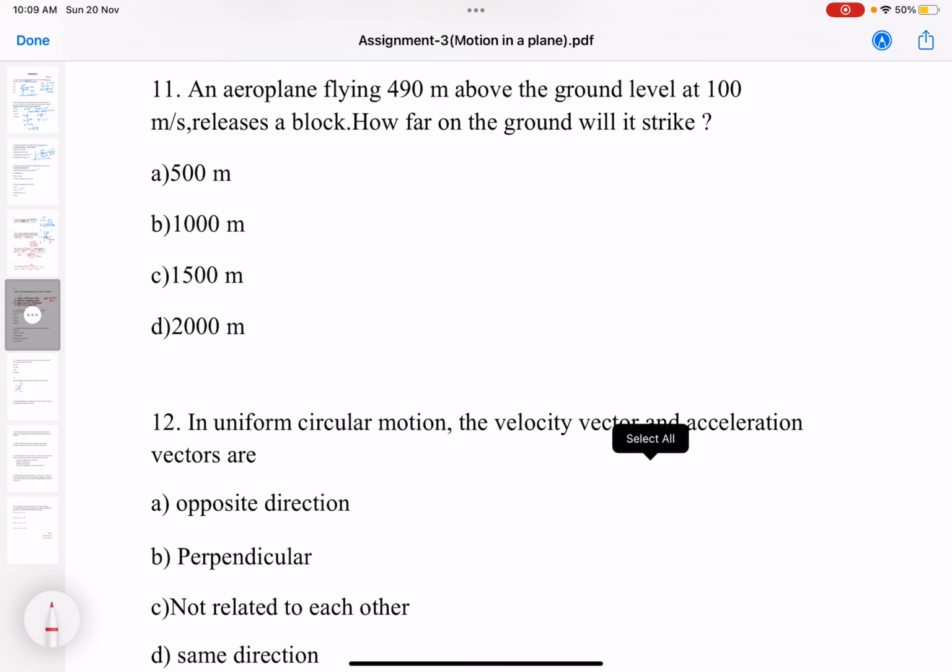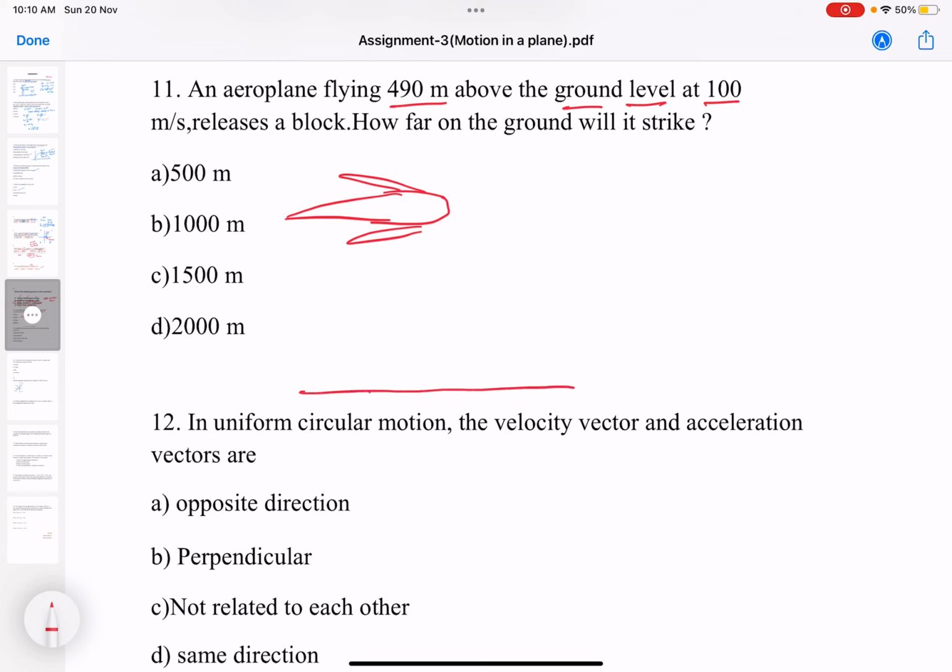Next, an aeroplane flying 490 meters above the ground level at 100 meter per second. An aeroplane is flying. How much height above the ground? 490 meters above the ground. So that means the initial height. Let us consider this as the reference point origin. So the initial height y0 equals 490 meters.